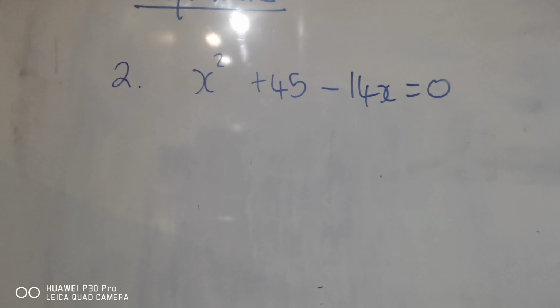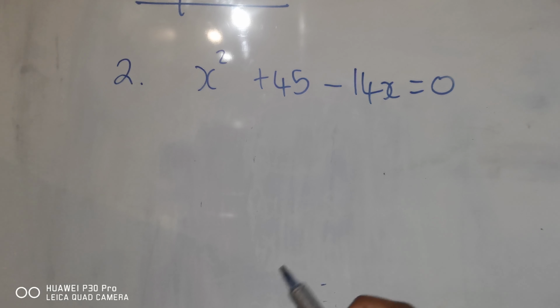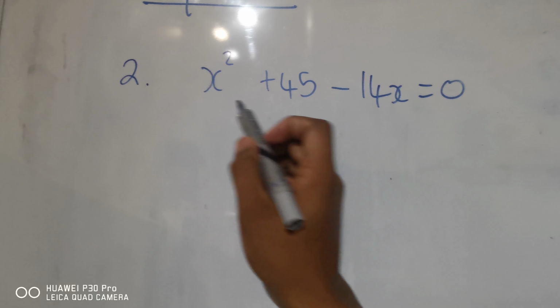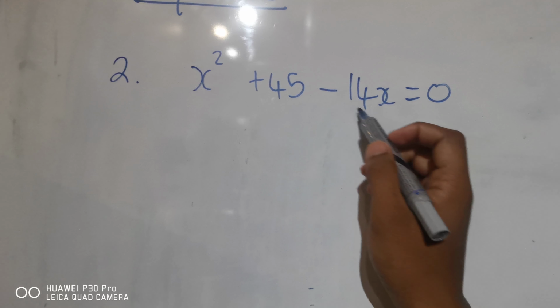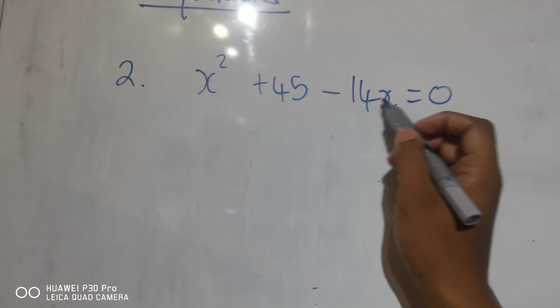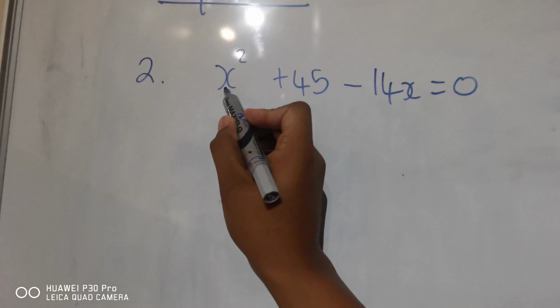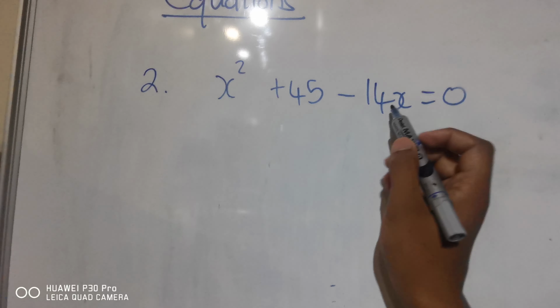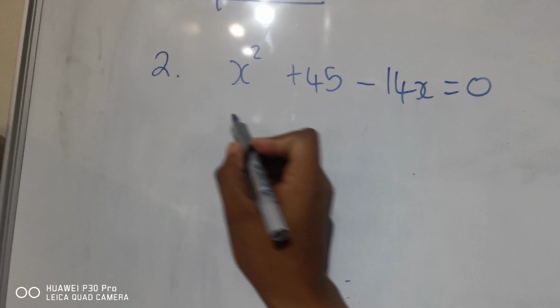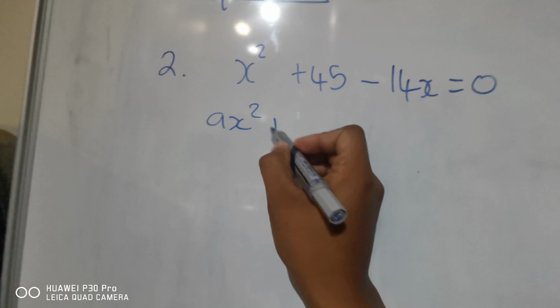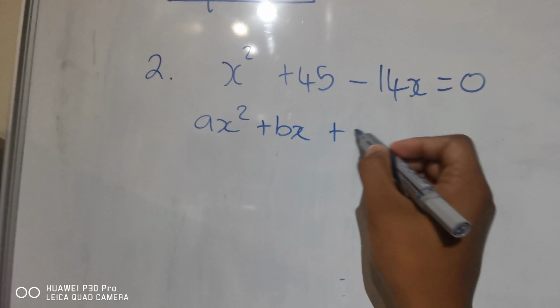Okay, the next question under equations that we will be looking at would actually be a trinomial. We have x squared plus 45 minus 14x is equal to 0. What we first need to work with is the left hand side, and we need to make sure that it's in the form of ax squared plus bx plus c.